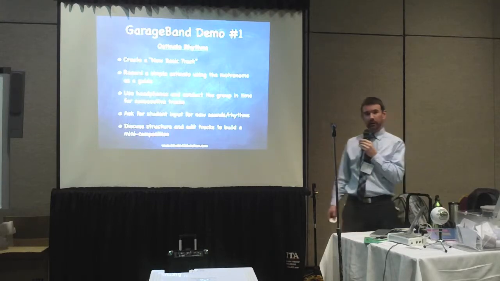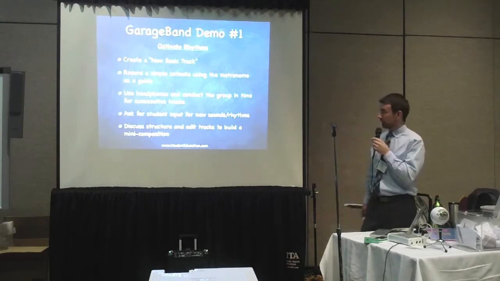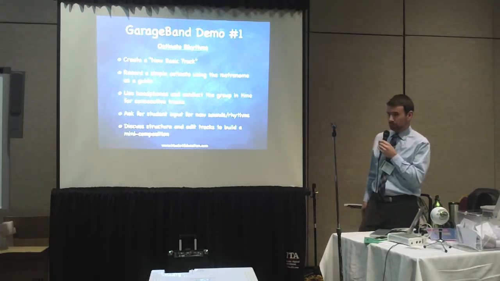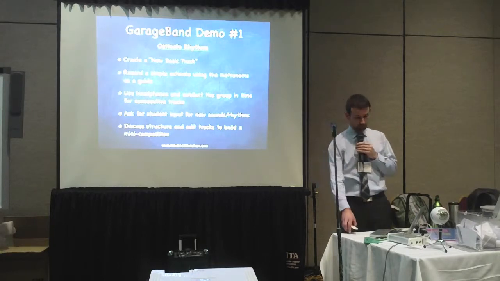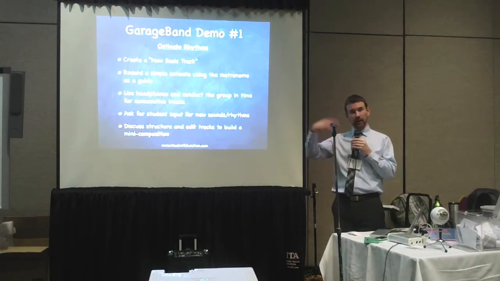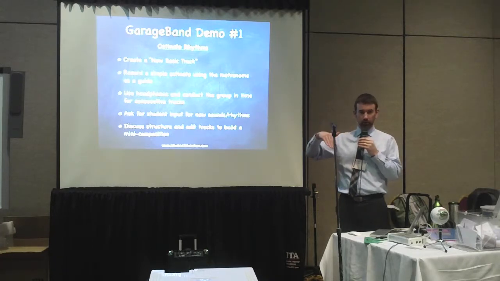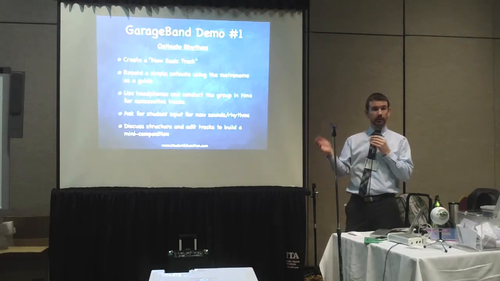All right, so I'm going to demonstrate just a couple of things here that you can do on GarageBand. We're going to do an ostinato rhythm. And then what you can do is use some headphones so that you can listen to the first track that you did, and you can conduct the group and do a second track. And so you can multi-track record. You could layer up different things. And this is really fun to do with kids.